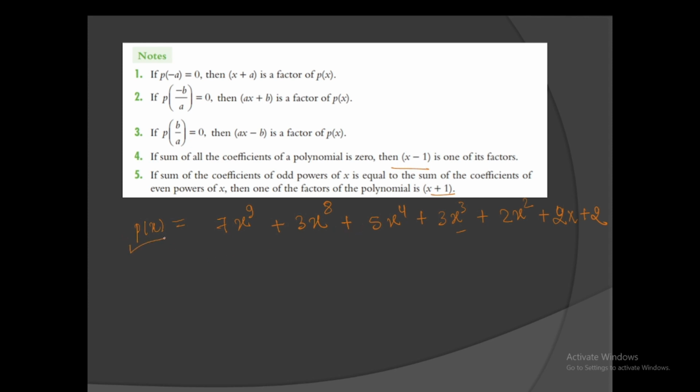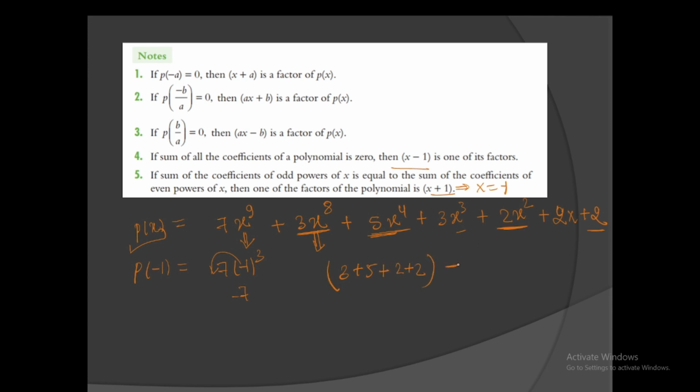Okay, so this is our polynomial p of x. If we put x equal to minus 1 in this, what do we get? The minus will have an impact on the odd powers, so it will just pop out over here. So it will be minus 7, right? But the even powers have no impact. So it will be simply 3 plus 5 plus 2 plus 2.